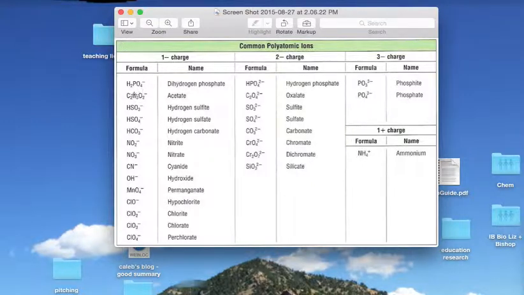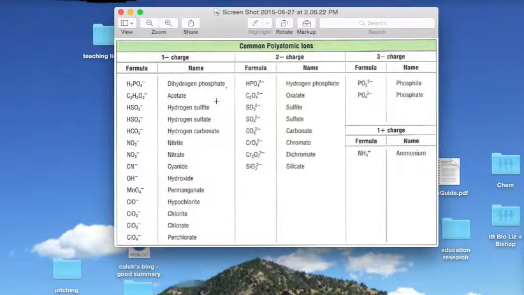This is another one that's a big chunk. It's C2H3O2, also known as acetate. That's negative 1 as well. All of these in this column are charged negative 1. In this column, they're charged negative 2. And here, negative 3. And here, this is a weird one, positive 1.